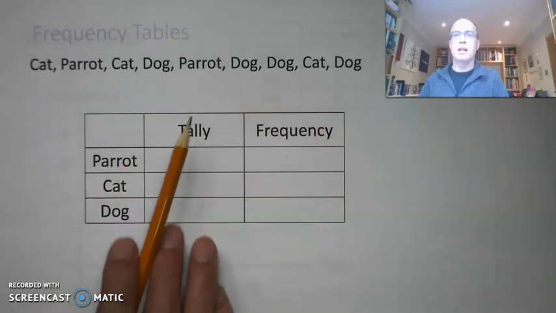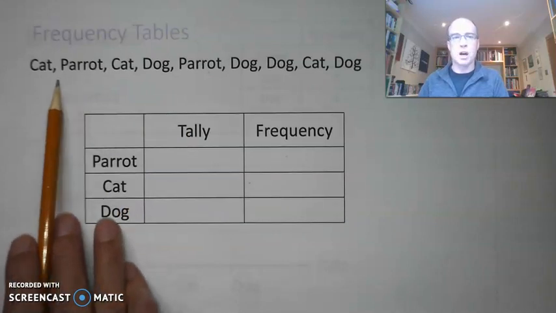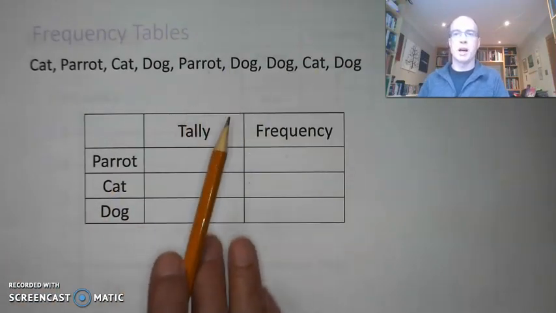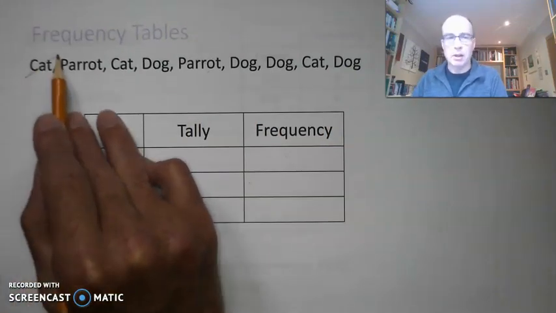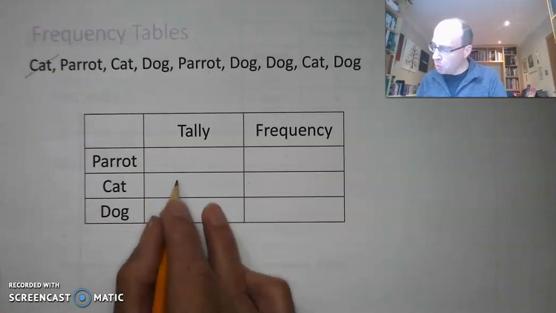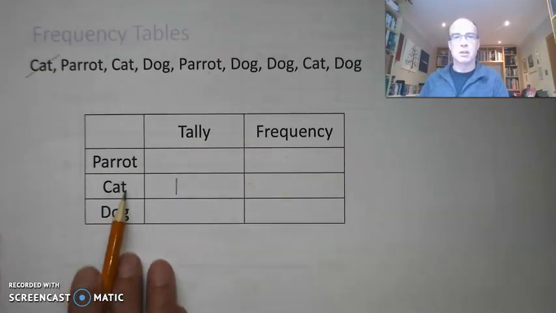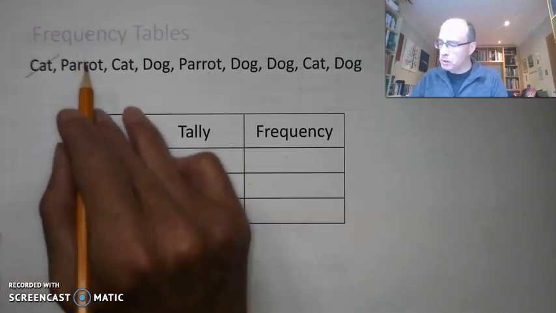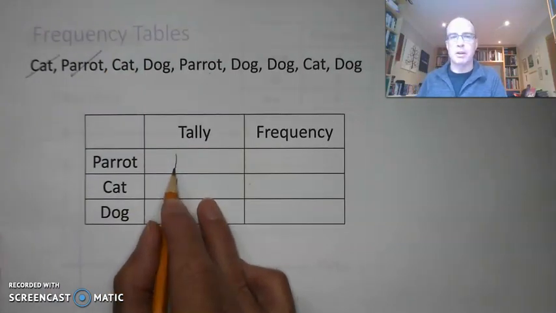But if I've got a longer list, it's much easier to work through your list from the start through to the finish, and we're going to cross them off as we go. So this is what we're going to do. We're going to start off with cat. I'm going to cross that off, and I'm going to put a tally mark in my box that's next to cat. So the next one is a parrot, so I'm going to put a tally mark against my parrots.